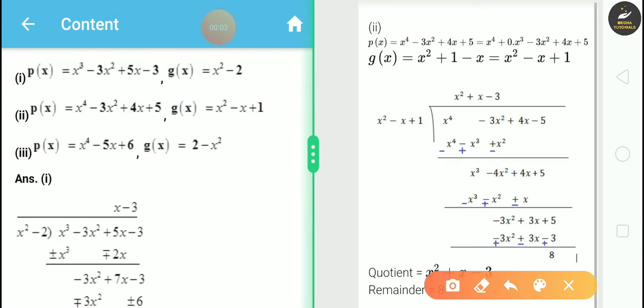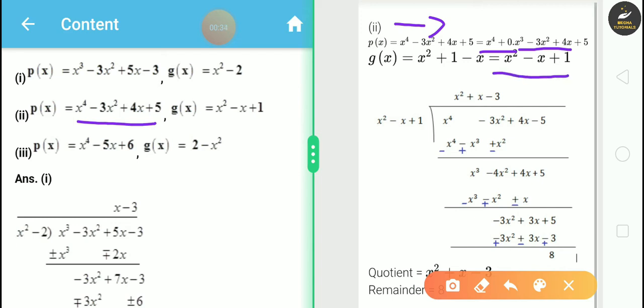Question 2. P of x is x raised to 4 minus 3x square plus 4x plus 5 and g of x is x square minus x plus 1. In p of x, all powers are not present. The power of x cube is missing. Therefore, we will rewrite this equation in this way. P of x is equal to x raised to 4 plus 0x cube minus 3x square plus 4x plus 5, and the divisor g of x will be x square minus x plus 1.